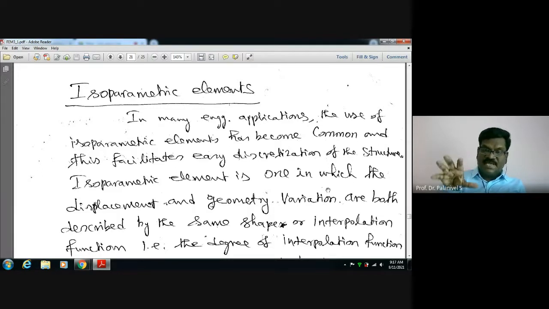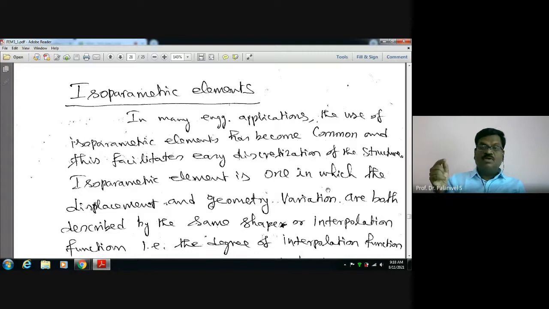Its coordinate is xy. Now, if I write u1 equal to... the shape function relates it. u is equal to n1 u1 plus n2 u2 plus n3 u3. Similarly, v is equal to n1 v1 plus n2 v2 plus n3 v3. So this shape function is used to relate the variation of displacement within the element. That is, displacement in the element is obtained from the shape functions n1, n2, n3.